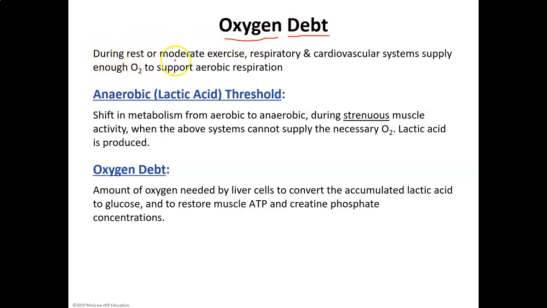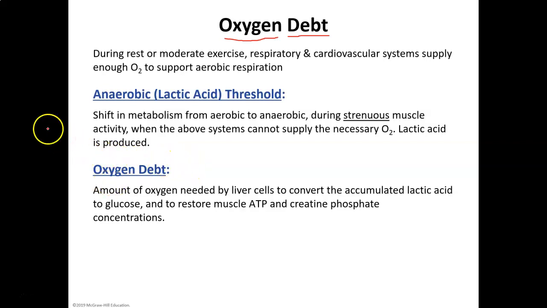Okay? So during rest or moderate exercise, respiratory and cardiovascular systems supply enough oxygen to support aerobic respiration. Right? That's rest or moderate exercise. We're not talking about rest or moderate exercise. We're talking about beyond that. So when you run out of oxygen, remember glycolysis makes pyruvate normally, and pyruvate goes into the mitochondria, and then you go through the tricarboxylic acid cycle, Krebs cycle, and you make more ATP.